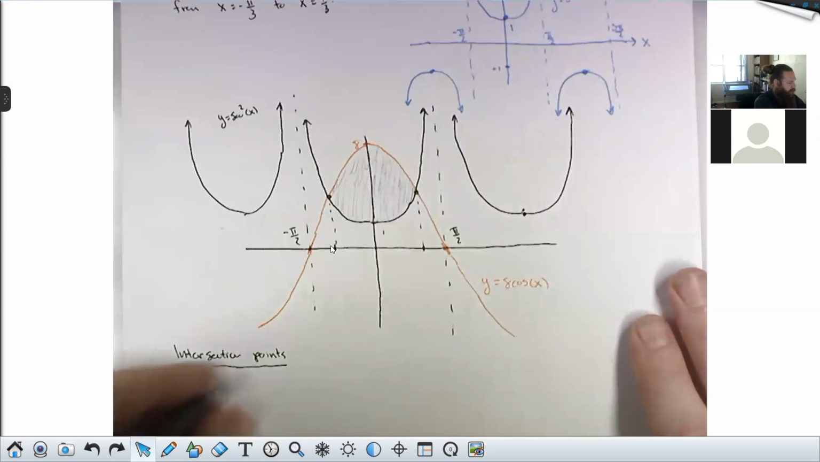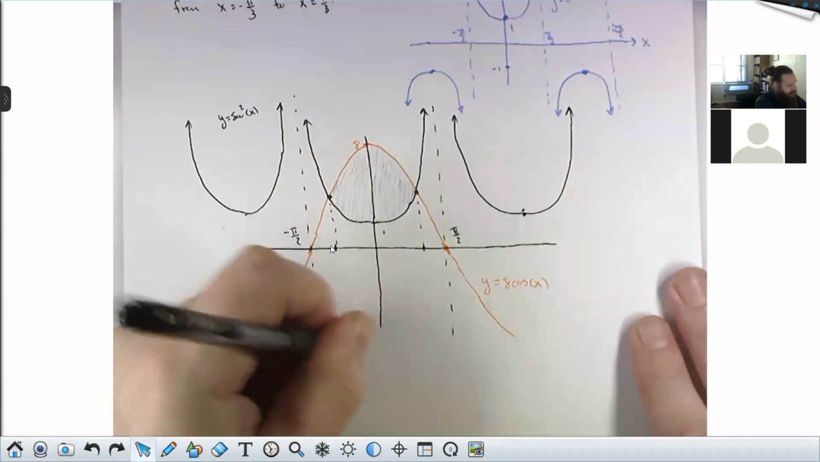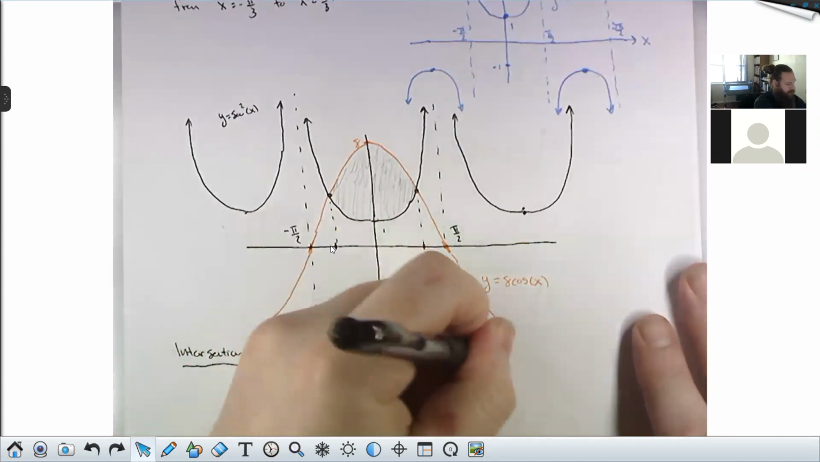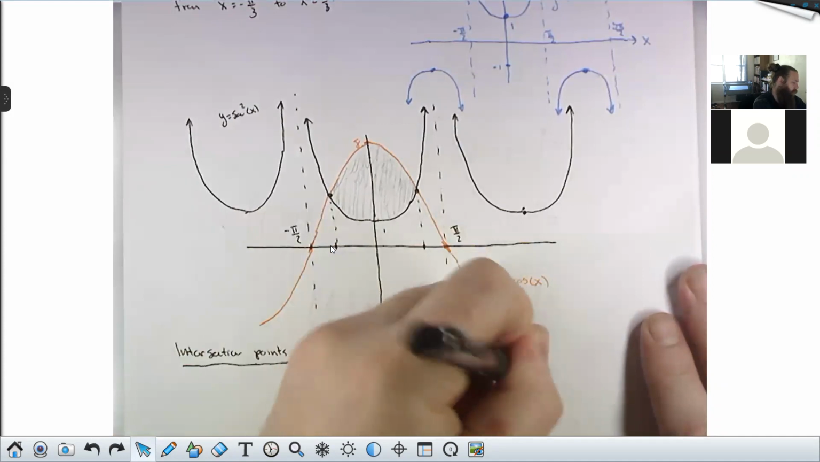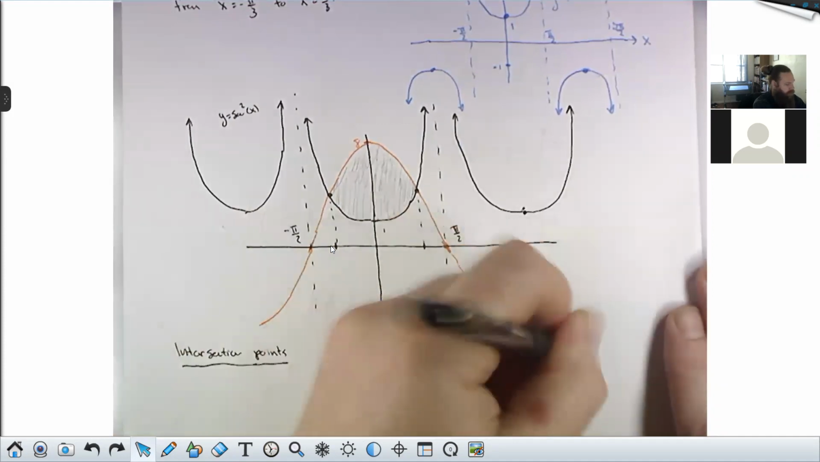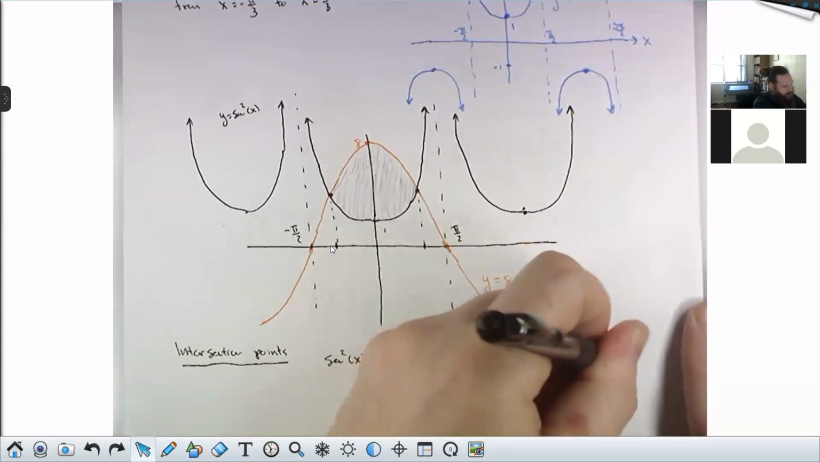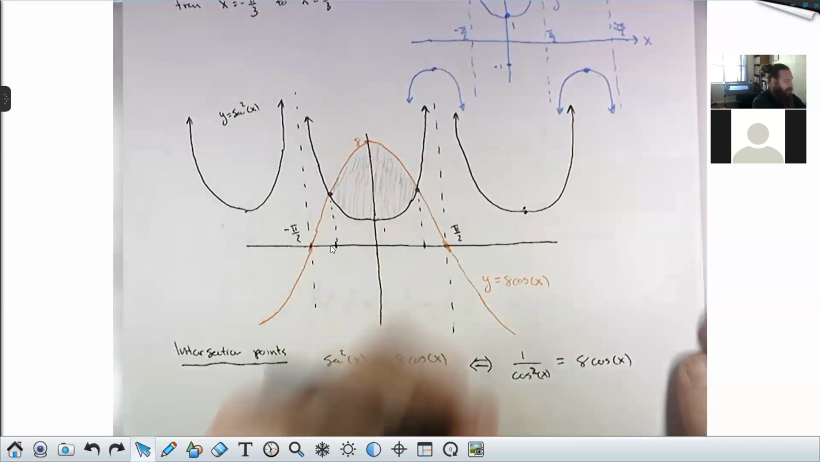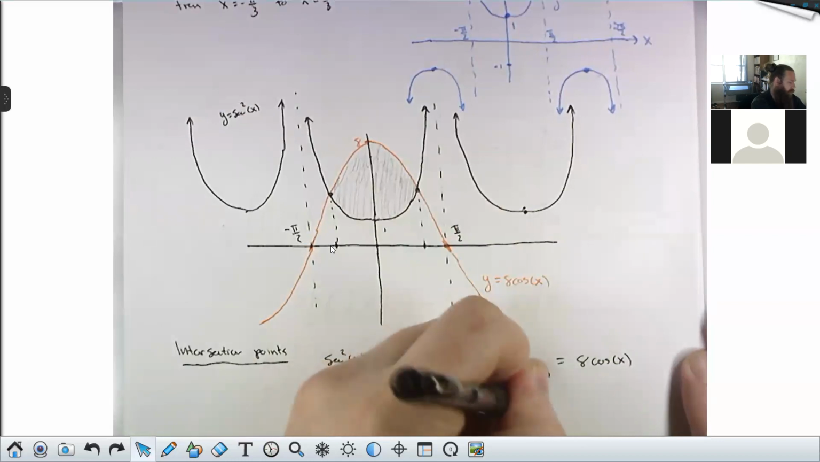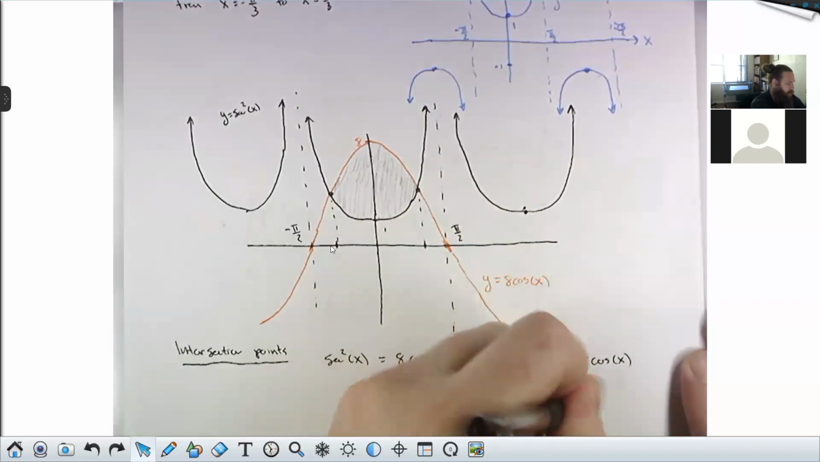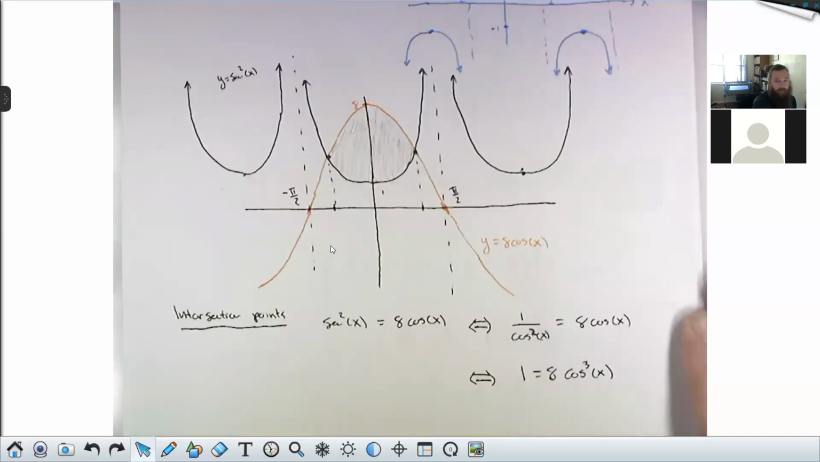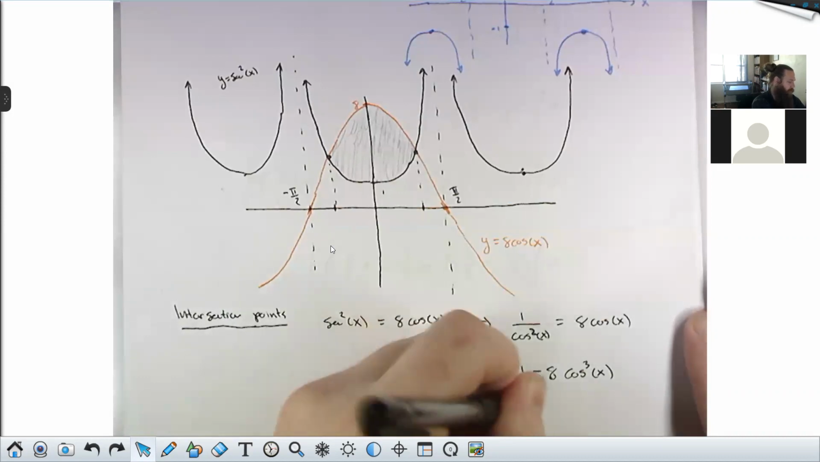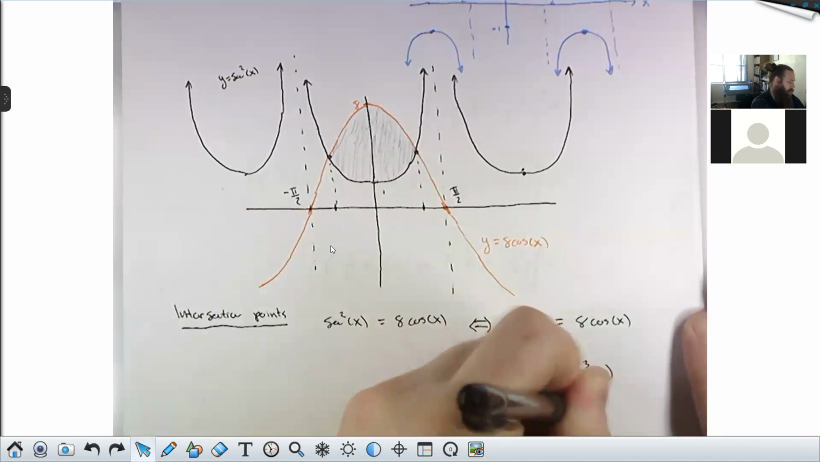The intersection points here would come from setting secant squared of x equal to 8 times the cosine of x. Secant squared is 1 over cos squared. So we'd set 1 over cos squared x equal to 8 times the cosine of x. We could multiply both sides by cos squared, and that would give me 1 equals 8 times cos cubed of x. We can divide both sides by 8, and we get 1/8 equals cos cubed of x.